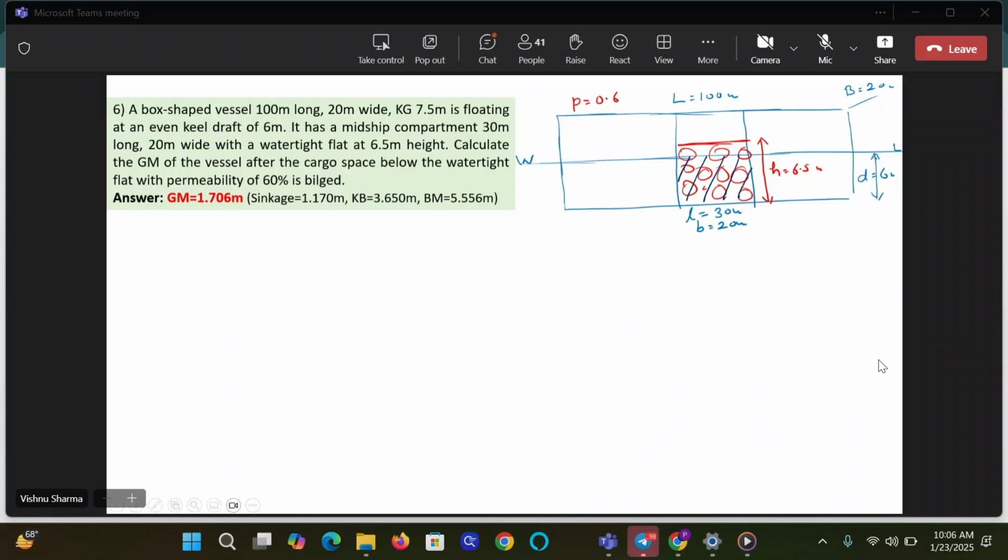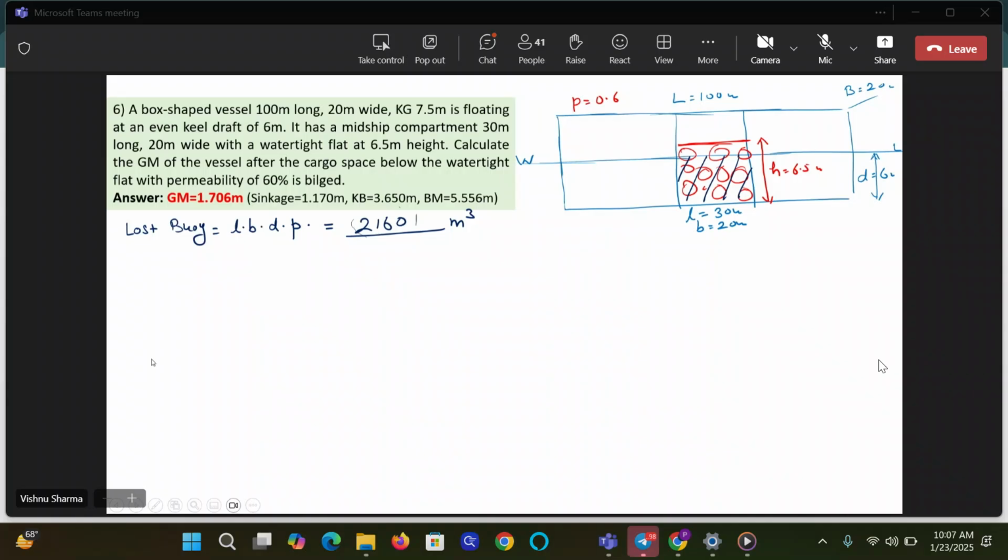Correct? Yes, sir. If it's bilged, can you please calculate the lost buoyancy? It will be equal to L into B into H into permeability. How many cubic meters? Can you give me the answer, guys? 3600, times 0.6, 2160 cubic meters. Anybody has any questions on any step? Please interject then and there. How much buoyancy do I have to regain? I have to regain 2160 cubic meters.